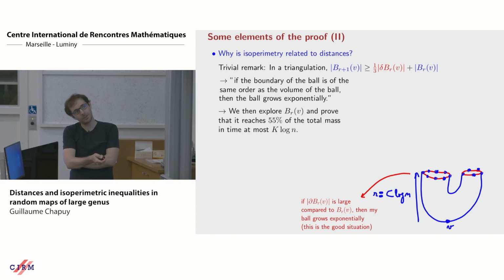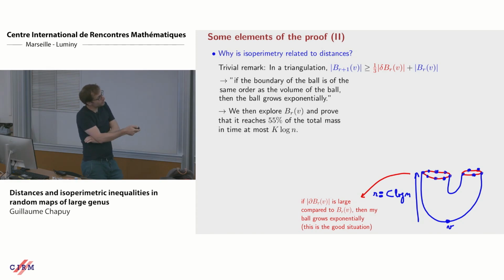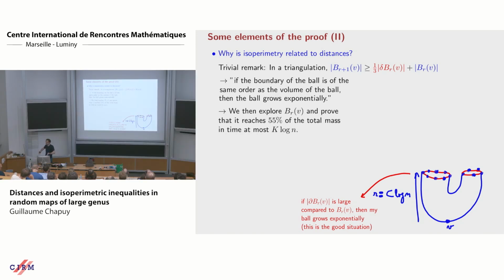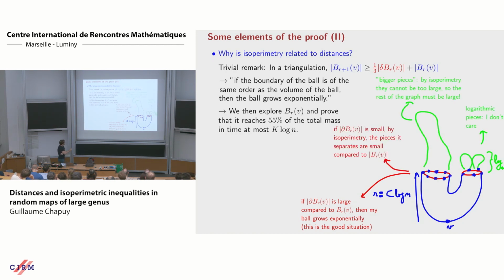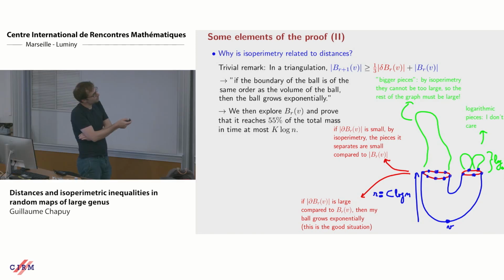What you're going to do, I will not do the full proof, but just give an idea. You fix a vertex V and you start exploring a ball, and you want to prove that after something like 1,000 times log n steps, you will reach 55% of the total mass. So you do your exploration for a time 1,000 times log n, and at every step, if your boundary is large compared to your ball, then you grow exponentially fast. If you grow exponentially fast for more than logarithmic time, in the end you will reach whatever you want, for example, 55% of 2n, right? But if not, then this is slightly wrong, but kind of correct.